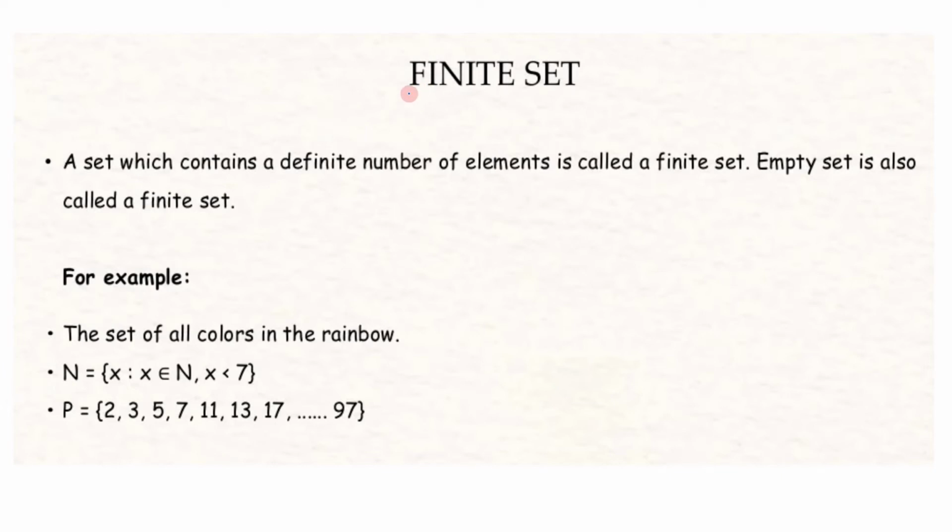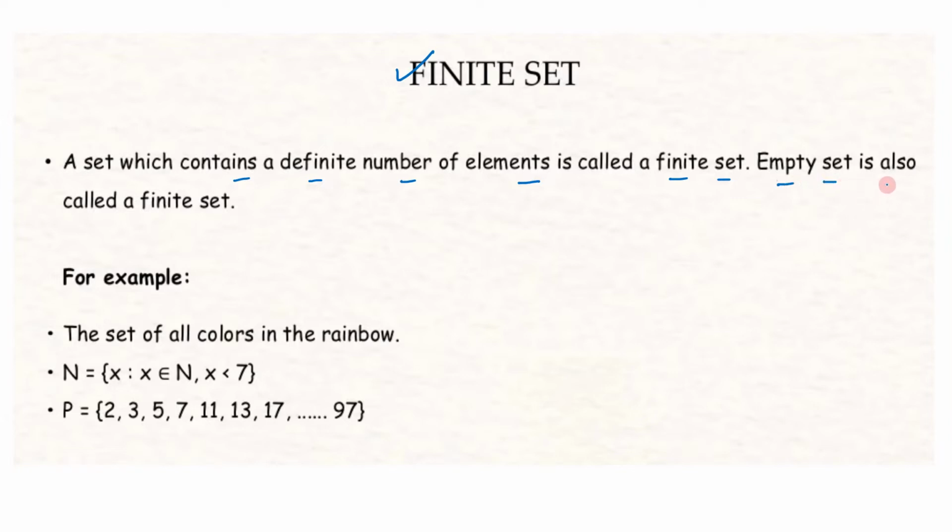So today in this video we are going to understand some more types of sets. The first among them is a finite set. So what is a finite set? A set which contains a definite number of elements is called a finite set. So if I have a set and the set contains some countable number of elements, we'll classify that type of set as a finite set.